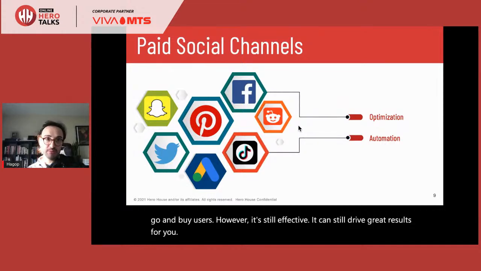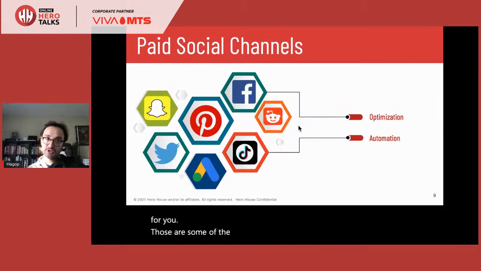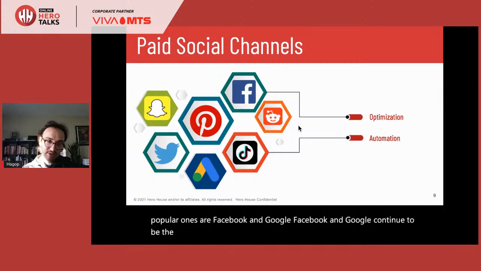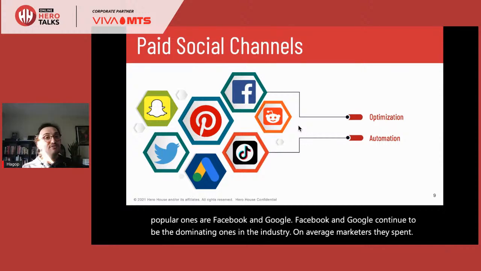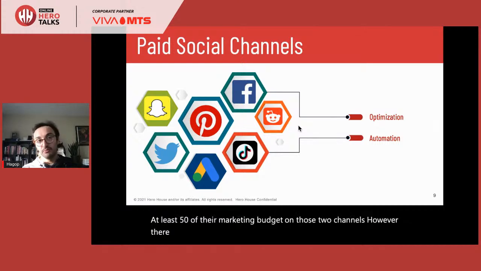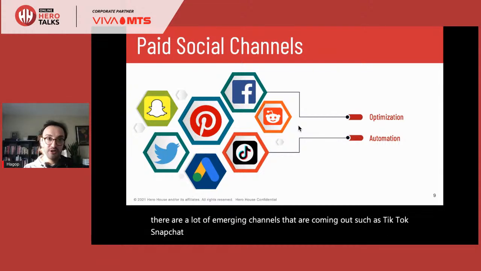Those are some of the existing paid social channels, as you guys know, and the most popular ones are Facebook and Google. Facebook and Google continue to be the dominating ones in the industry. On average, marketers spend at least 50% of their marketing budget on those two channels. However, there are a lot of emerging channels that are coming out, such as TikTok, Snapchat, Reddit, Pinterest.